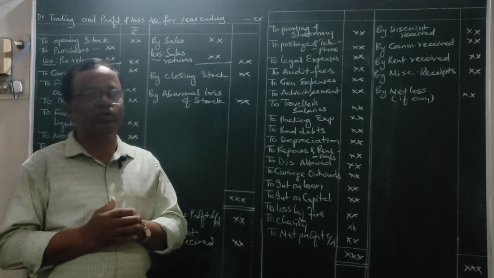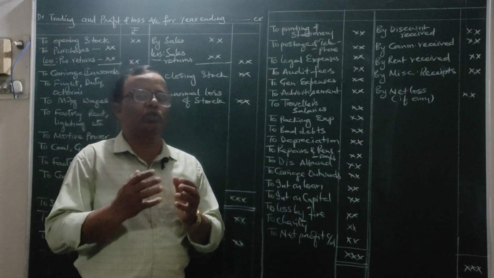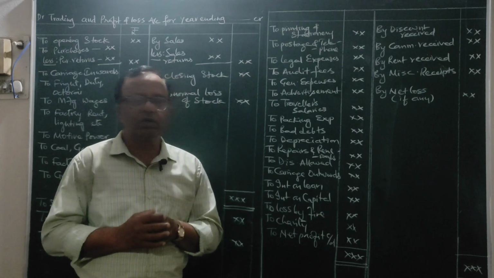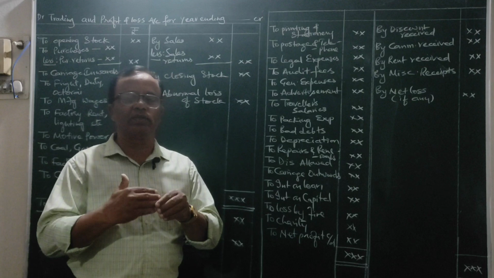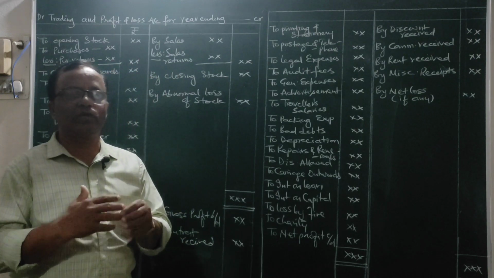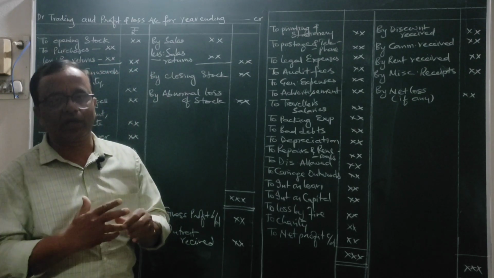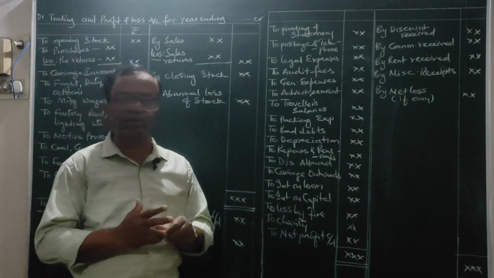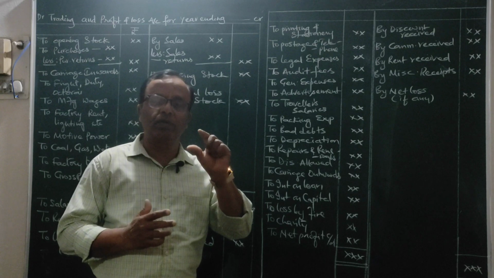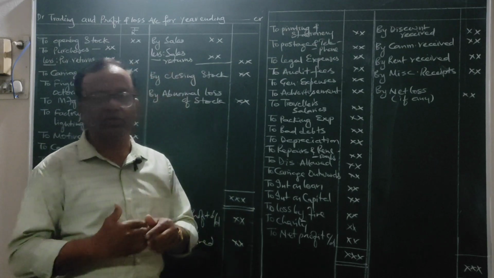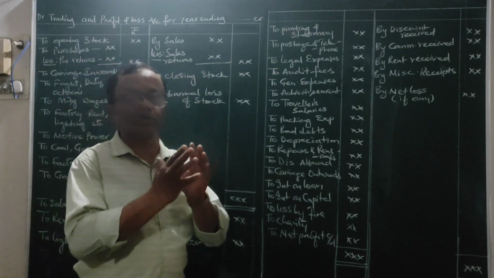In order to know this, he should balance all the ledger accounts he prepares in his accounting books. With the help of those balances, as we have already discussed, he will prepare a trial balance to ascertain the arithmetic accuracy of the books. Then, with the help of the trial balance and some adjustments, he will prepare the final accounts.